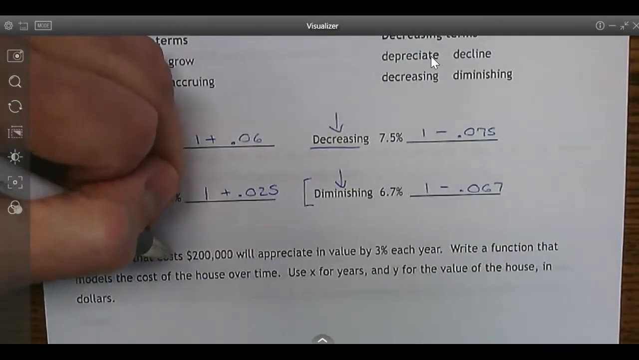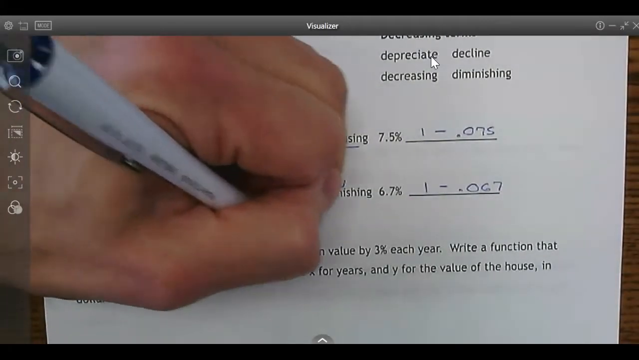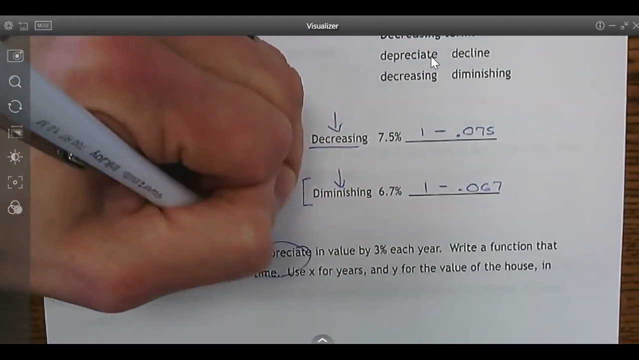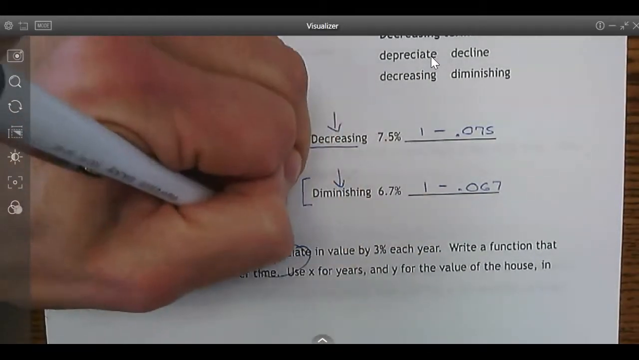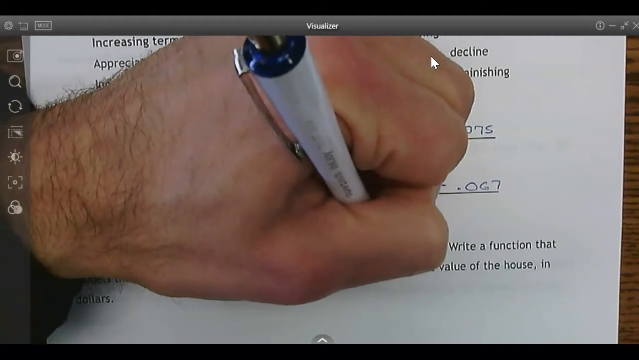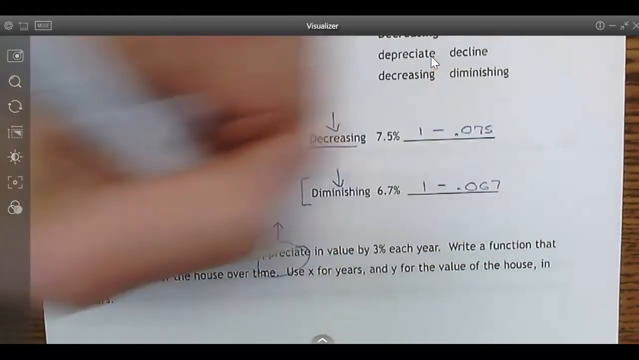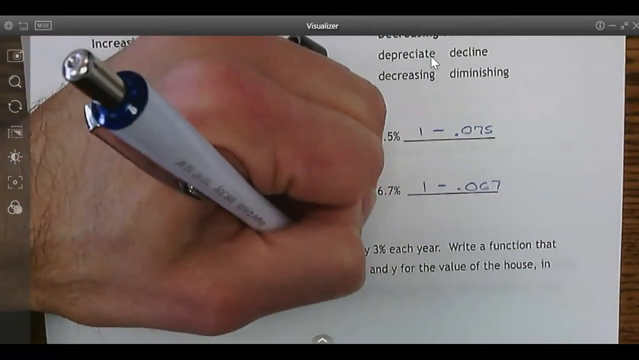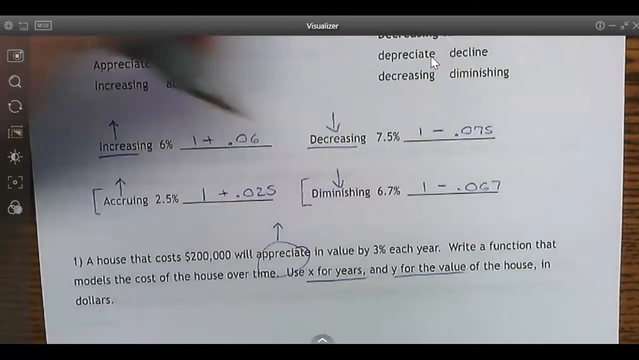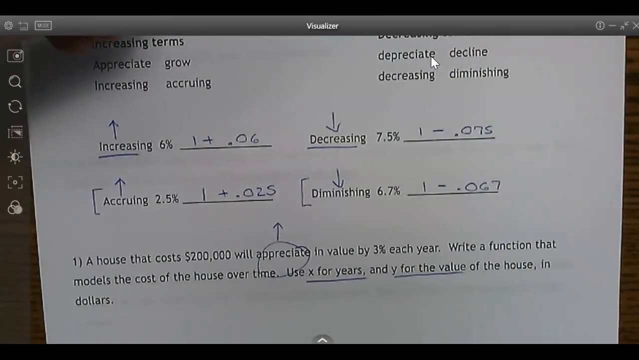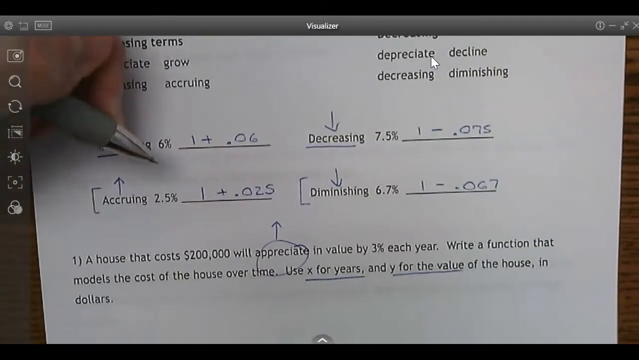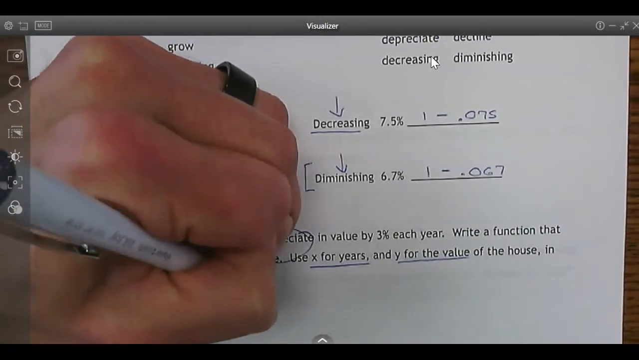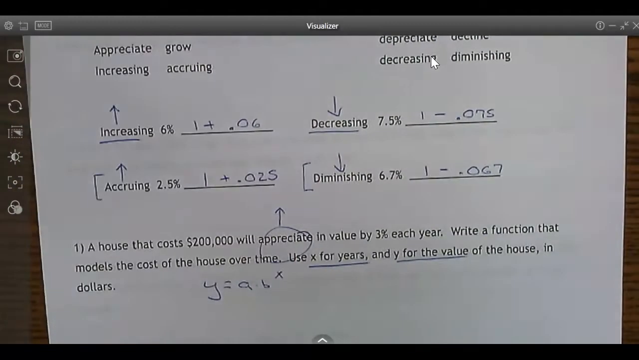So here we go. A house that costs $200,000 will appreciate. Appreciate is typically going to go with an increase, an addition. So this is an increase in value by 3% each year. Write a function that models the cost of the house over time. Use X for years and Y for the value of the house in dollars. Okay, so I have to recognize this is exponential because it's increasing by 3% each year. So my form is Y equals A times B to the X.